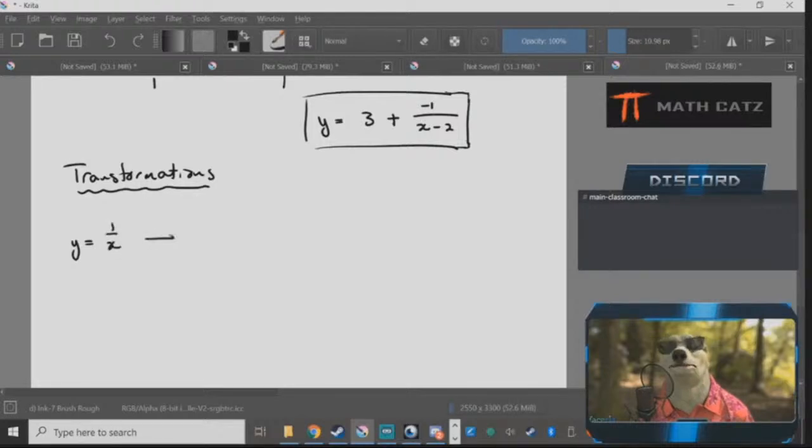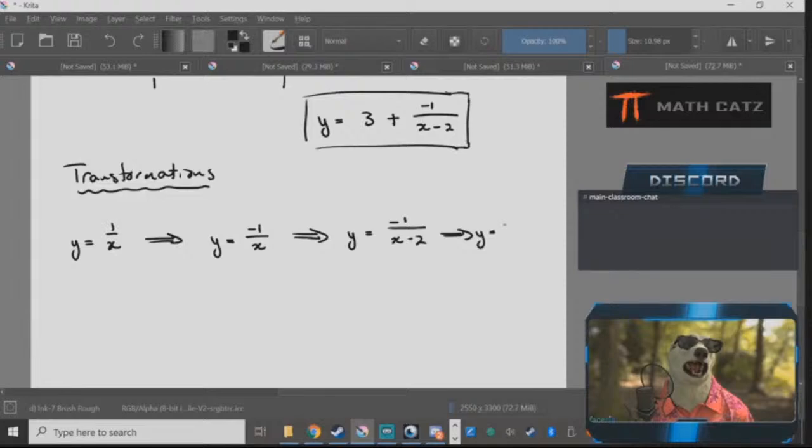1 over x. I'll do 2 lines. It's not an approaching behavior arrow. Then I will go to multiplying the right-hand side by -1. I'll put the negative at the top because it looks nicer there. Then I will replace x with x minus 2. And lastly, I will take that right-hand side, squeeze it in the space I have left, and add 3.